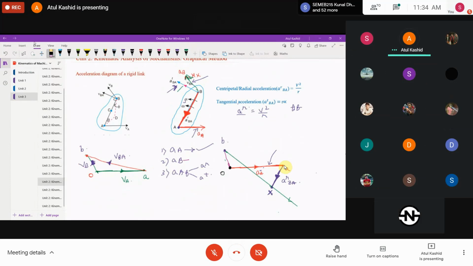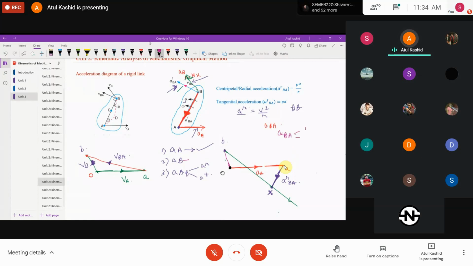Then what we did, we went on defining the tangential and radial components for B with respect to A, right? That is the acceleration of B with respect to A. So we started with the point A, right? So from point A, whether I need to go to this side or to this side, we can identify by a trick I told you, right? If I am talking about the acceleration of B with respect to A, right?